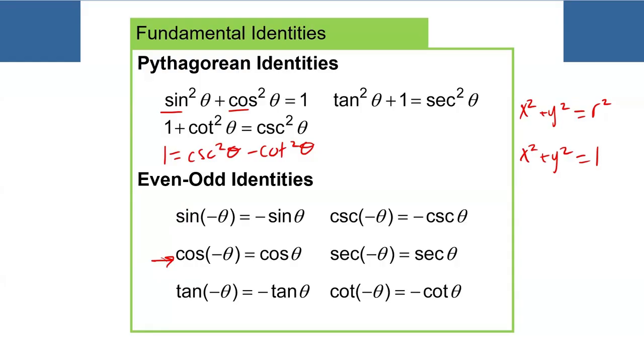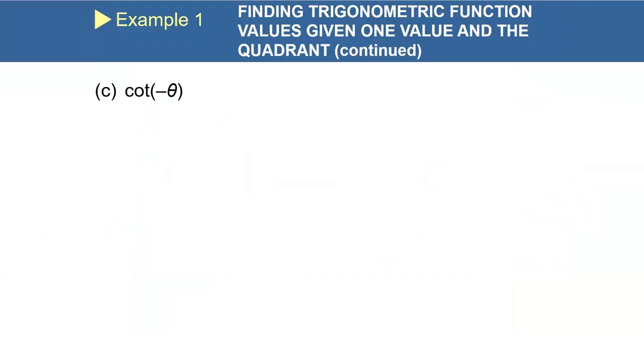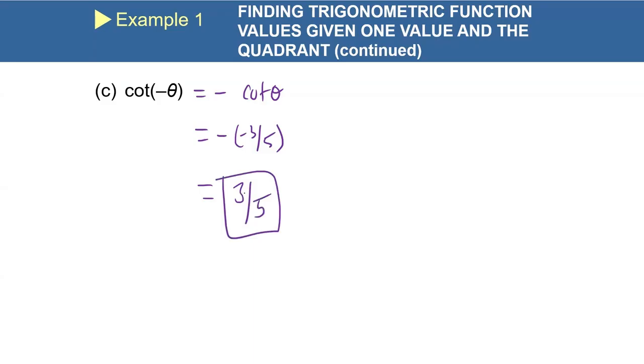All right, so now it says cotangent of negative theta. So if I'm looking for cotangent of negative theta, what is the rule for that? Negative cotangent. And do we know our cotangent? What's our cotangent? Exactly. So if I'm looking for a cotangent of negative theta, it equals negative cotangent of theta. And what did we get for cotangent of theta? Negative 3 over 5. And a negative times a negative makes a positive. So the final answer is 3/5.